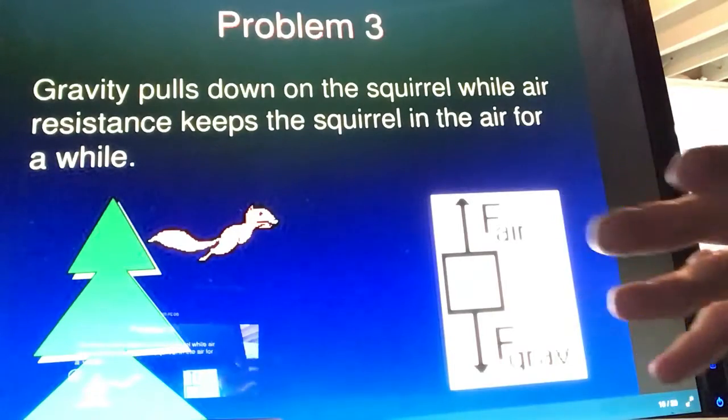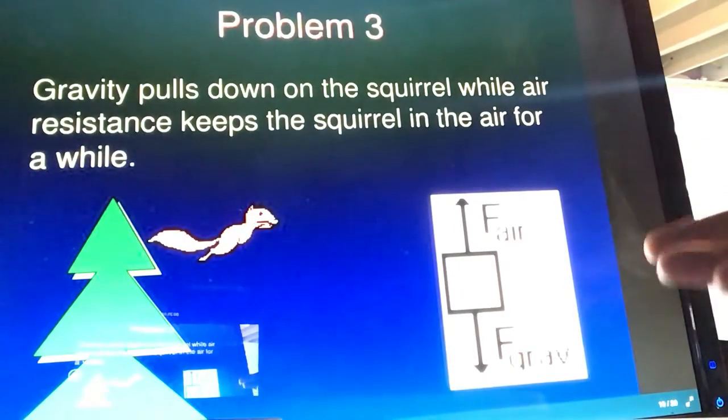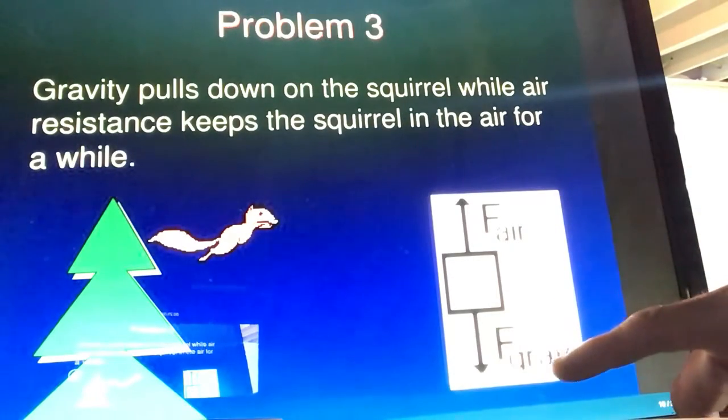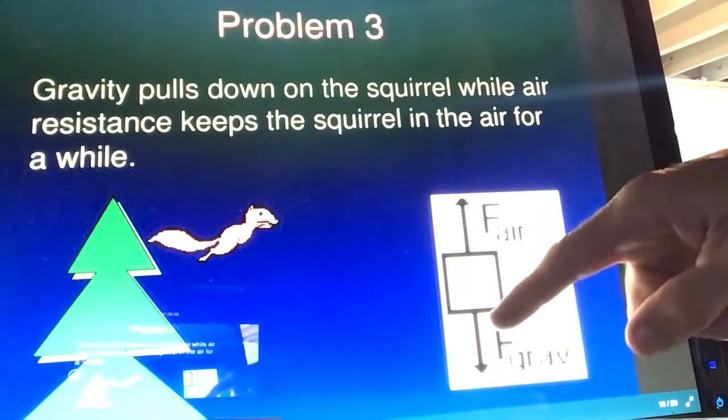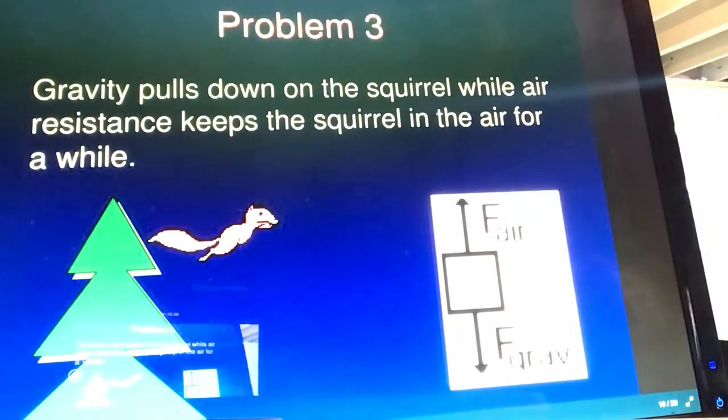If he's accelerating, this is where it gets tricky. If he's speeding up as he falls, which most bodies do until they hit a certain speed, the gravity arrow, the vector, would be longer than this one.